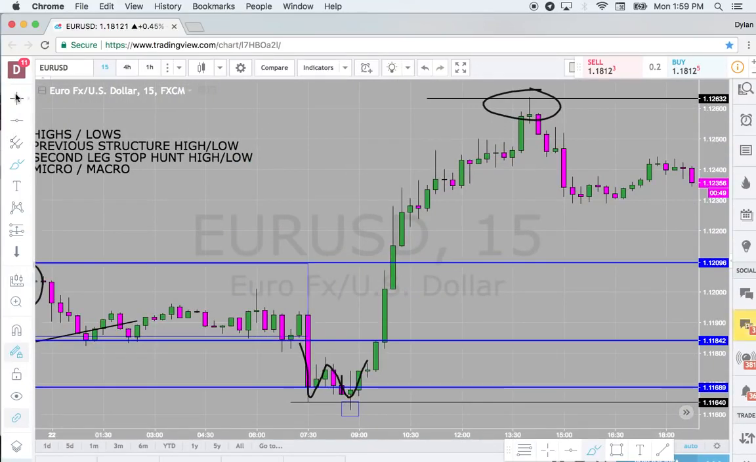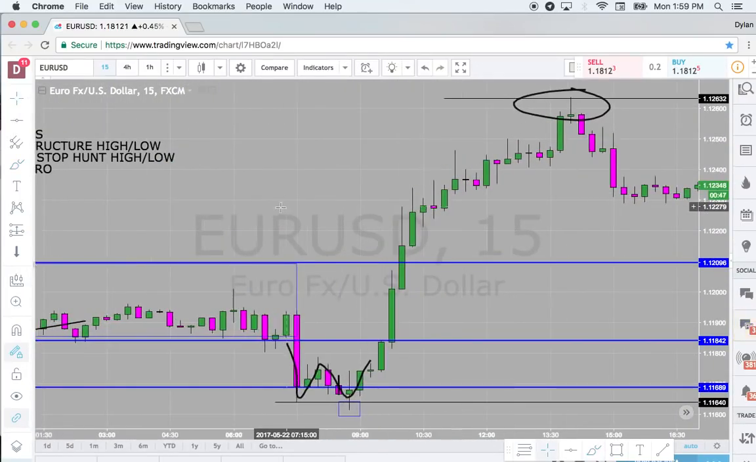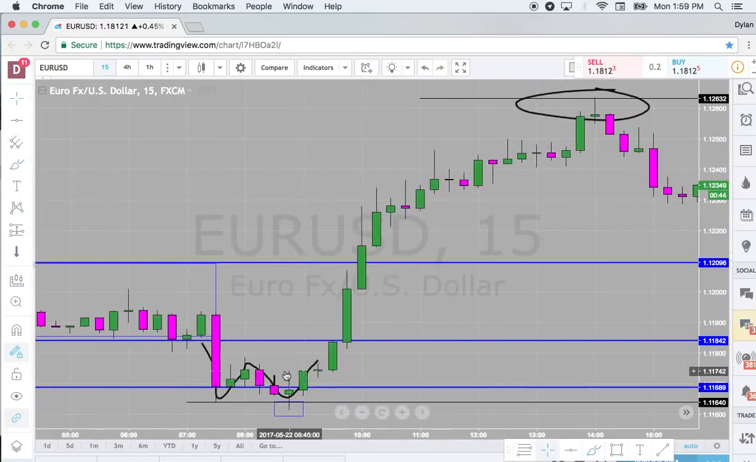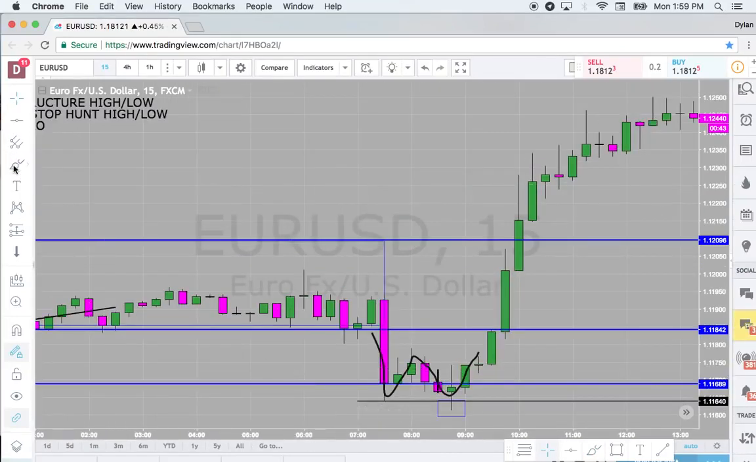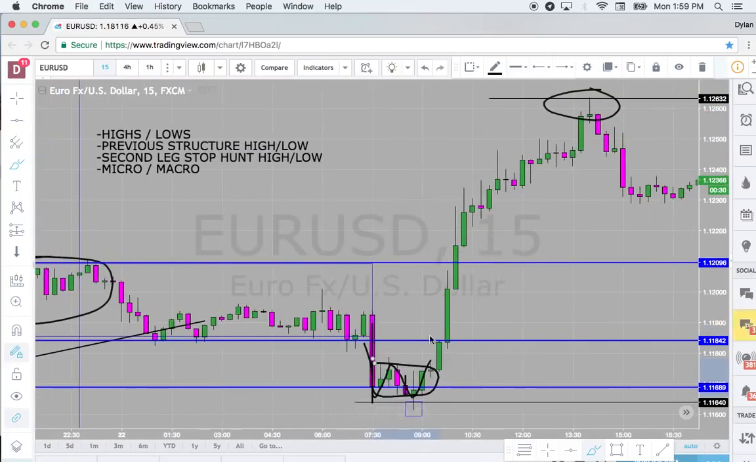Let's say you sold after seeing this stop hunt to the low. You sold here. There was this small consolidation period. But more importantly, what time is this? This is London session.